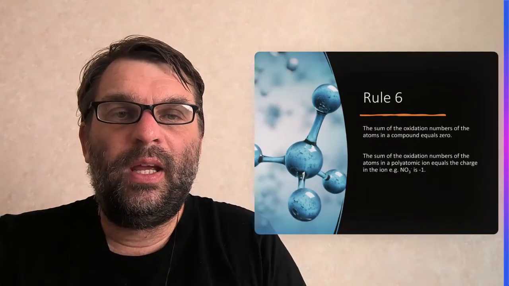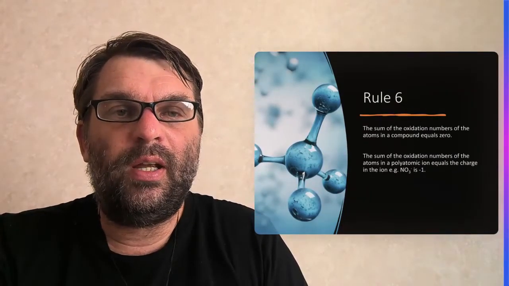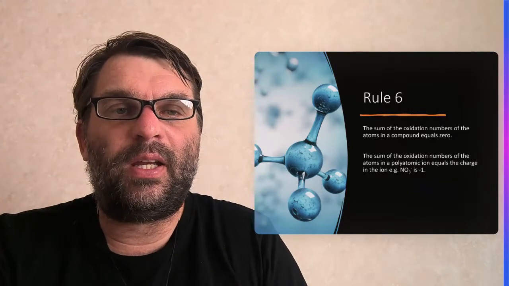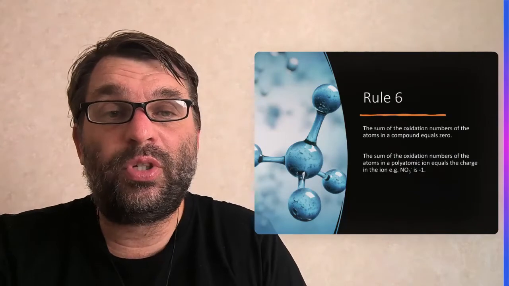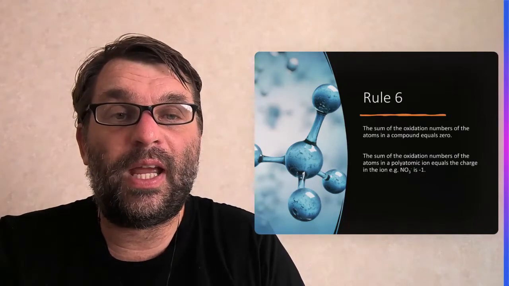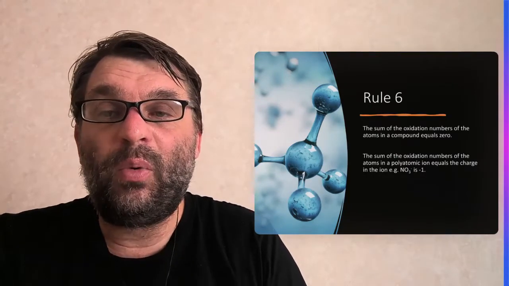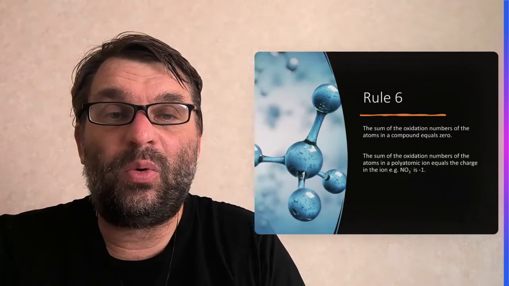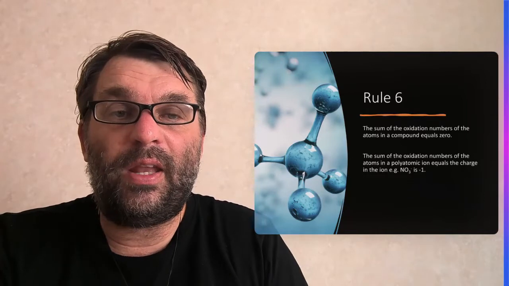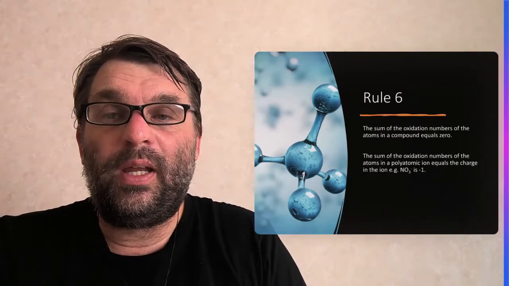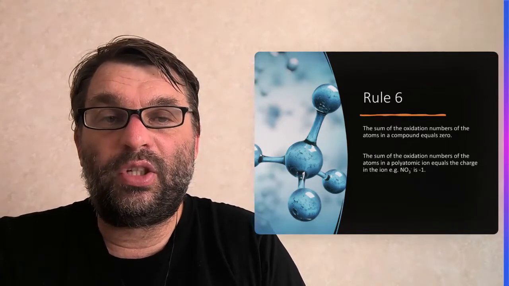And rule 6, the sum of the oxidation numbers of the atoms in a compound always equals 0. The same is also the case for the sum of oxidation numbers of atoms in polyatomic ions. The sum will equal the charge on that ion. So for example, the sum of nitrogen and the 3 oxygens in nitrate will equal -1, the sum of their oxidation numbers.